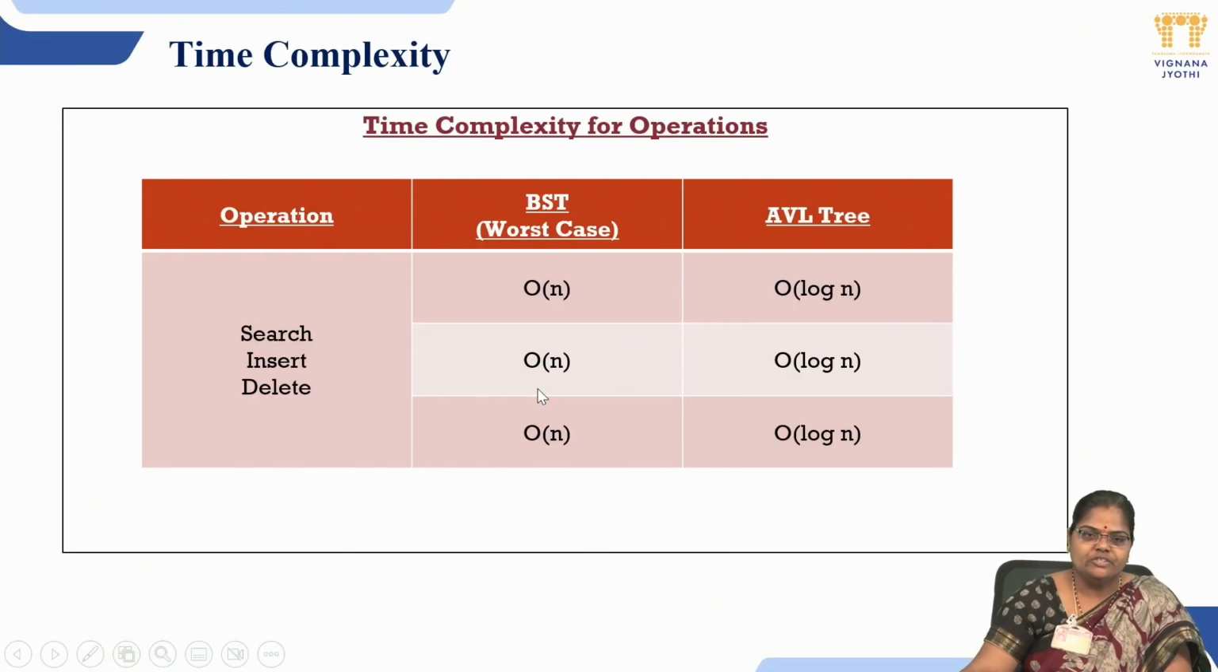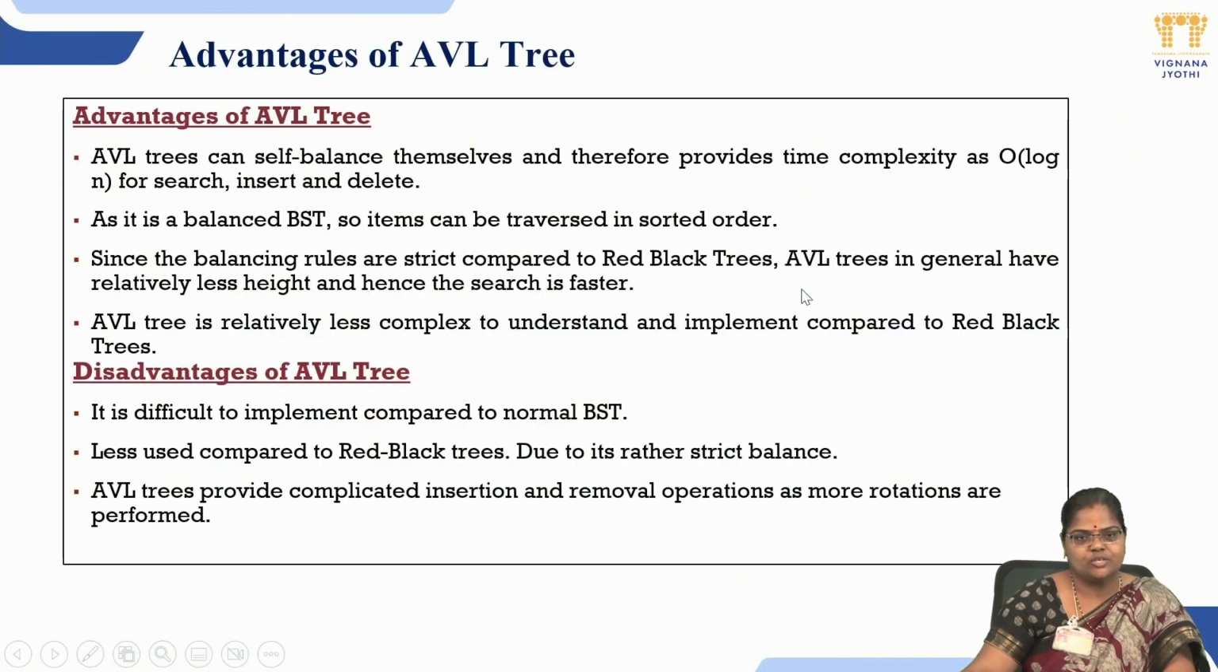Okay, so proceeding further, these are the time complexities of the operations. For all the operations like search, insert, delete, in the binary search tree worst case, we have big O of n, because we are considering the height, which is unbalanced. Whereas when we go for the AVL tree, since it is balanced, we always get big O of log n. This can be an advantage when compared to the binary search tree.